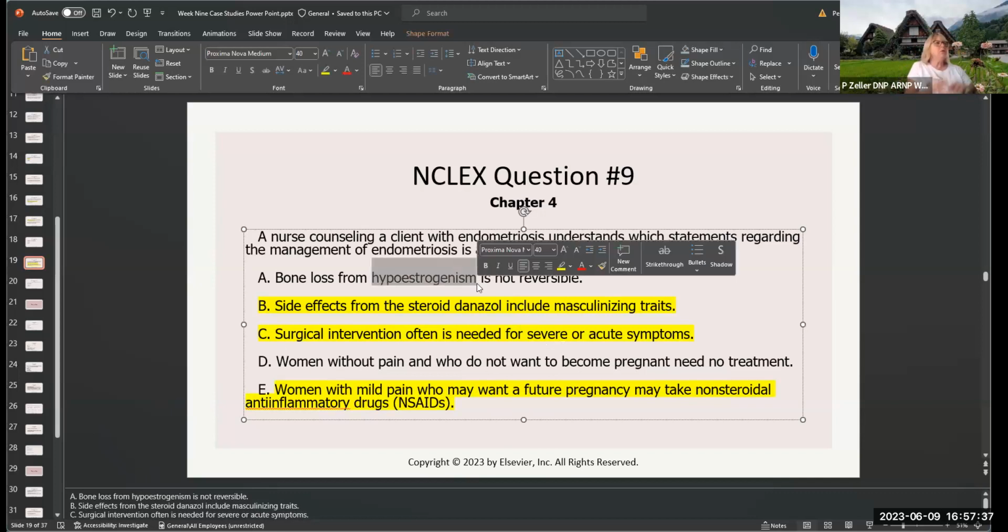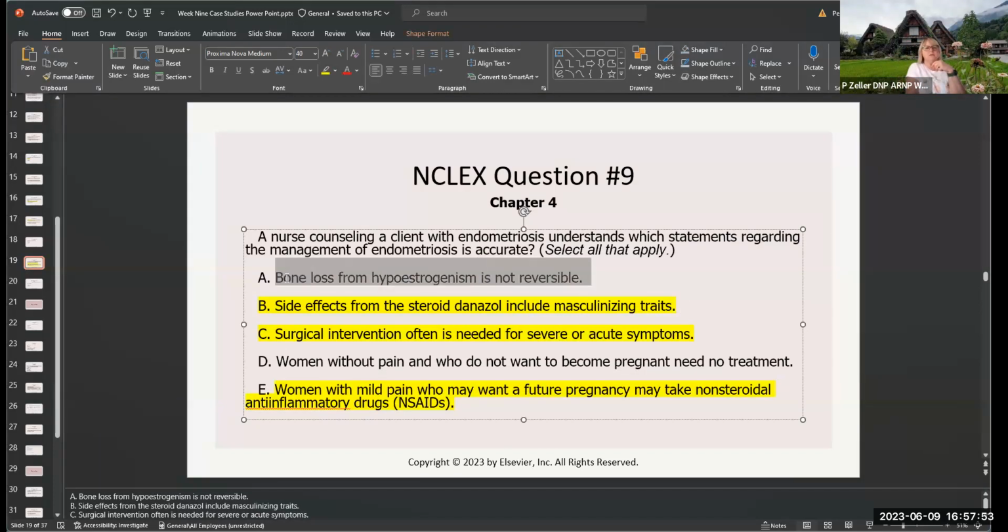Hypoestrogenism, low levels of estrogen is what we see in menopause, right? And beginning menopause is when we begin to, especially if there's a family history of osteoporosis, there is some bone loss during that period of a woman's life. And that's why it's recommended that a woman in menopause and later take extra calcium and vitamin D. So this is an answer as well.